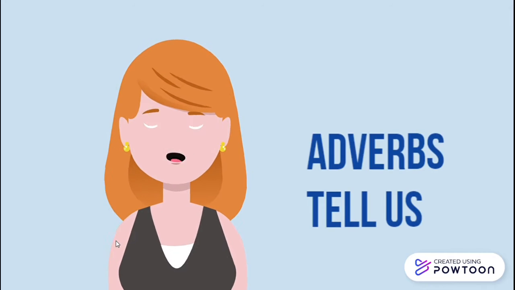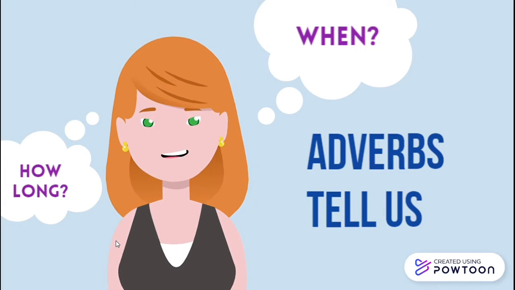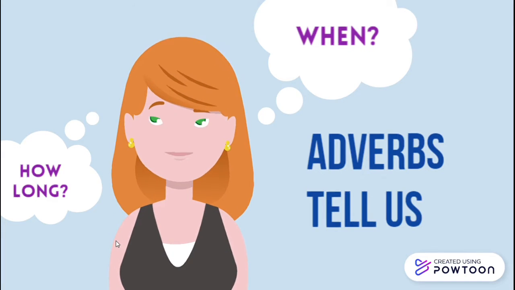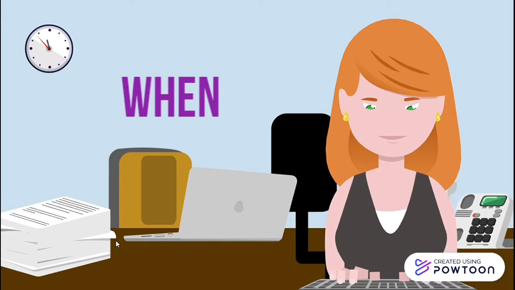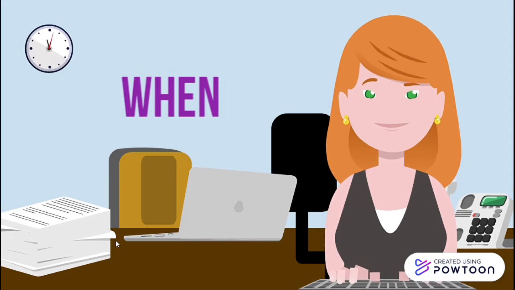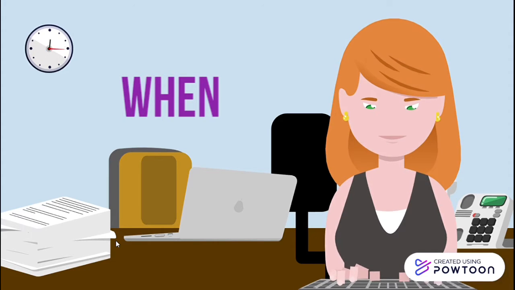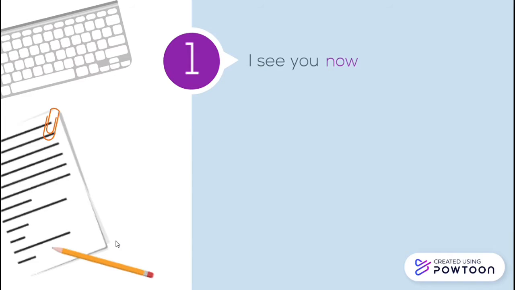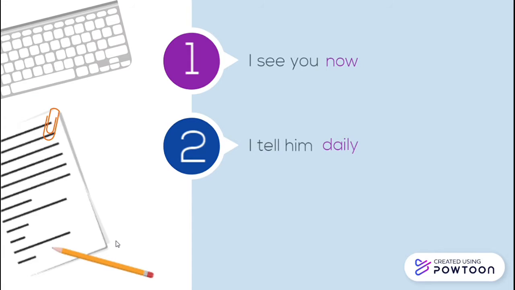Adverbs of time tell us when and how long an action happens, and they are usually at the end of the sentence. Let's now take a look at a few example sentences telling us when something happened. I see you now. The adverb is now. When do I see you? Now. I tell him daily. The adverb is daily. Again, adverb of time.